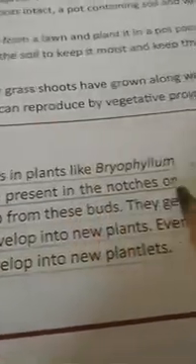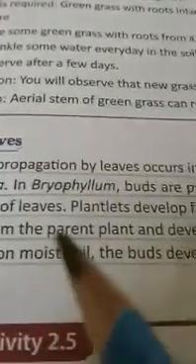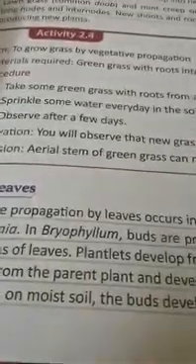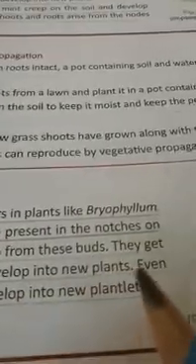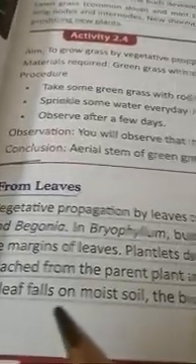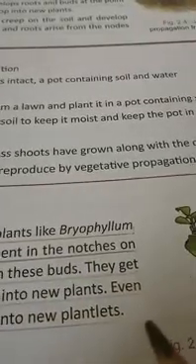So vegetative propagation by leaves occurs in plants like Bryophyllum and Begonia. In Bryophyllum, buds are present in the notches on the margins of leaves. Plantlets develop from these buds. They get detached from the parent plant and develop into new plants. Even if a leaf falls on moist soil, the buds develop into new plantlets.